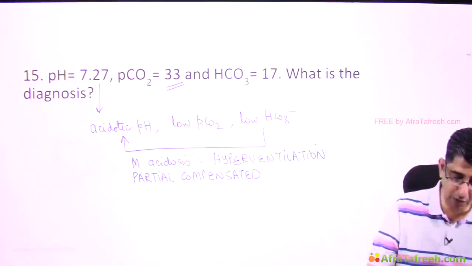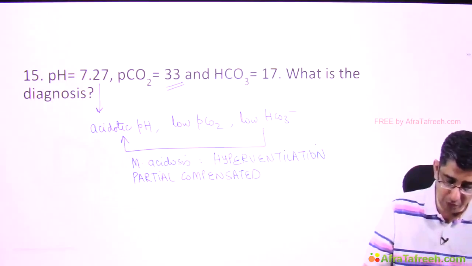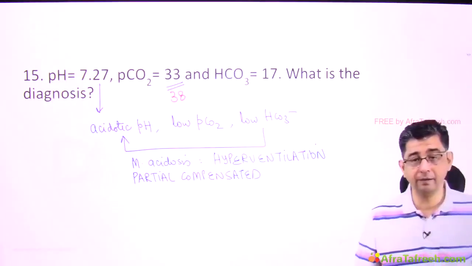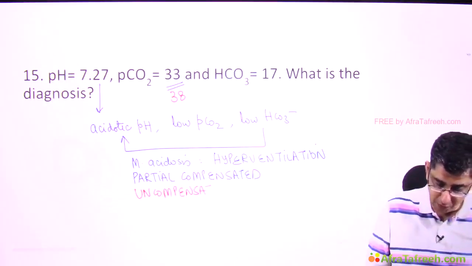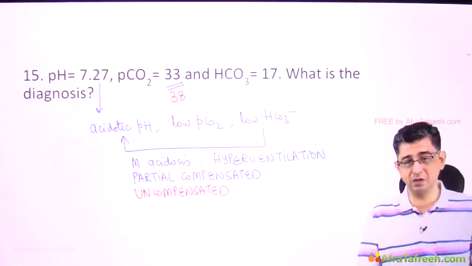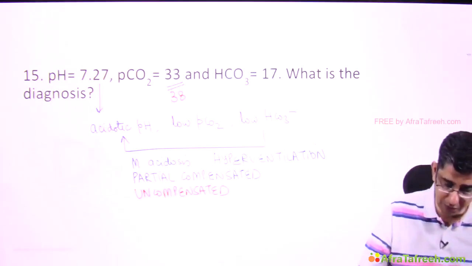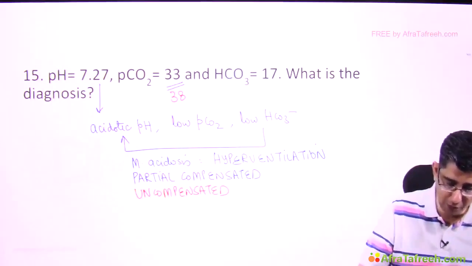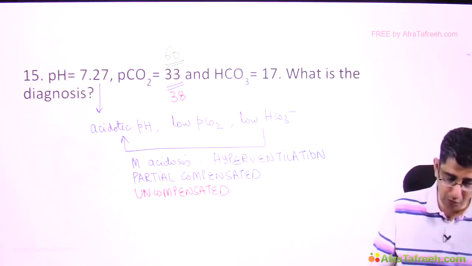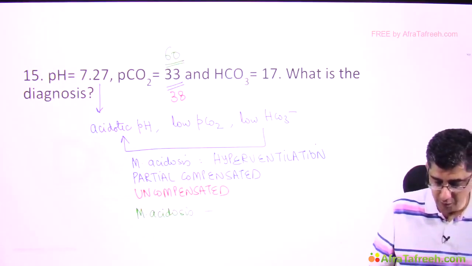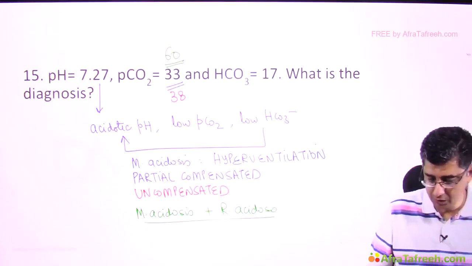If in this question, hypothetically speaking, the value of PCO2 was given as 38, then I would definitely not say that this is partially compensated. My answer would have been that this person has uncompensated metabolic acidosis, because the hyperventilation process has not started. Suppose the value of PCO2 was 60, keeping everything else the same. Then this patient will have two things. He will anyway have metabolic acidosis, and along with that he will have respiratory acidosis. Metabolic and respiratory acidosis together would be a mixed disorder.